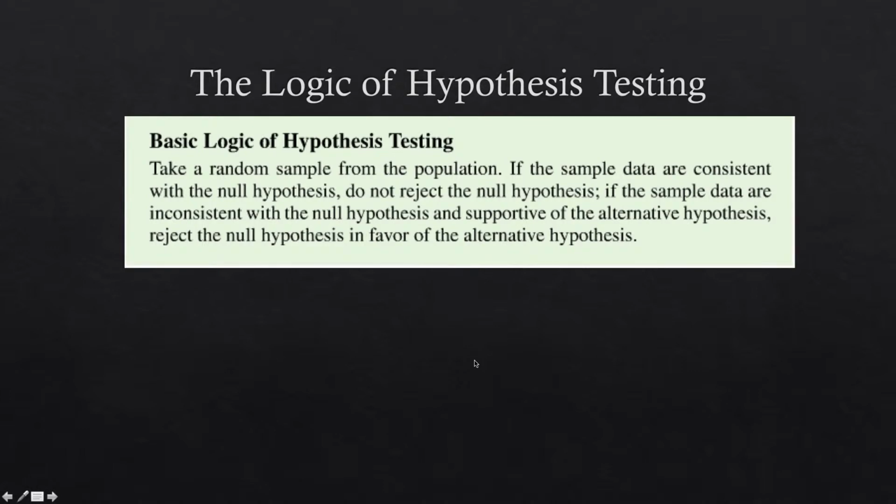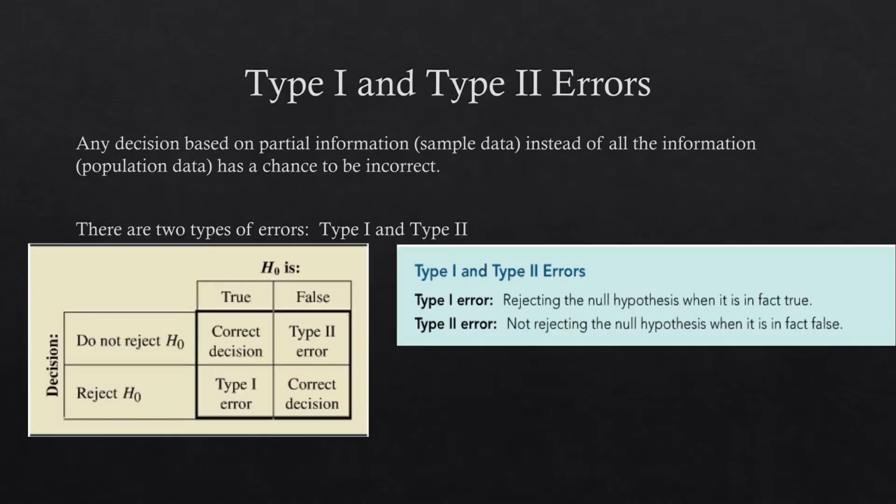Now, we have some logic with hypothesis testing, and it's pretty common sense, but we write it down anyway. Take a random sample from the population. If the sample data are consistent with the null, do not reject the null. If the sample data are inconsistent with the null and supportive of the alternative, reject the null in favor of the alternative. I know that that's kind of common sense, but you would be surprised. So just don't overthink this. Please don't overthink it. That's what people have a tendency to do with this.